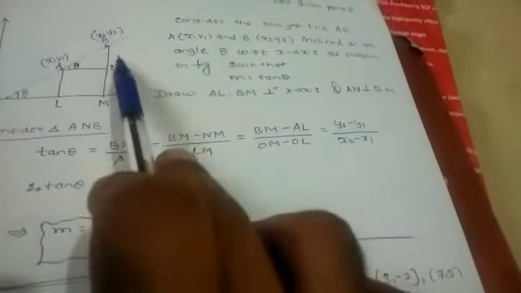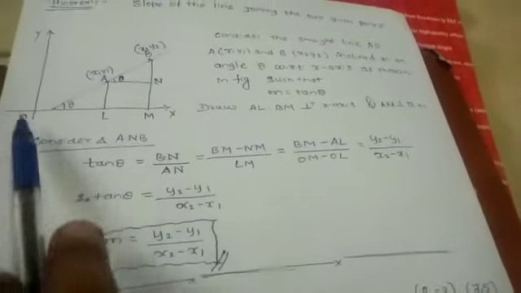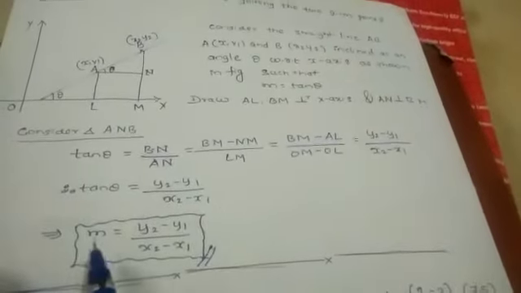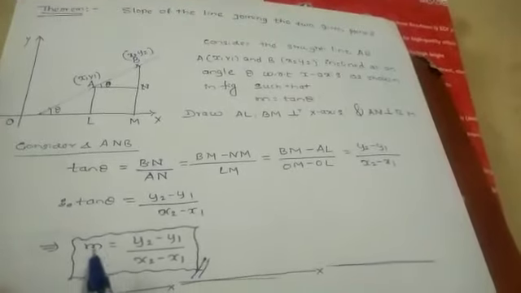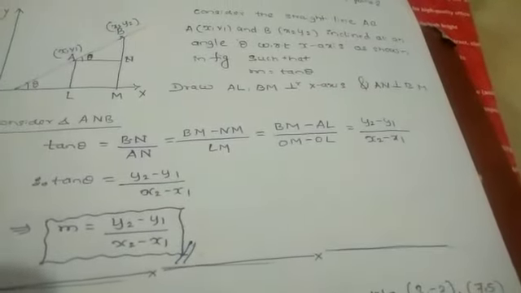From the diagram, what is this BN? BN means BM minus NM, and this AN is equal to LM. LM can be written as OM minus OL, that is y2 minus y1 divided by x2 minus x1. Therefore the slope of the line joining the two given points is given as m equals y2 minus y1 divided by x2 minus x1. So it's a simple theorem.